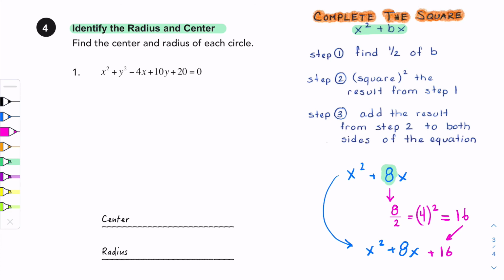Now we need to take this and apply it to this equation, because we need to convert this to the equation of a circle in order to answer these questions. So what I'm going to do here is take these terms and group together my x values and group together my y values.